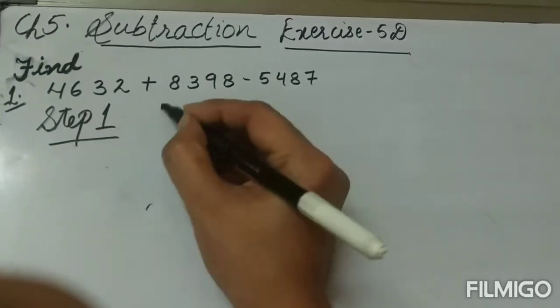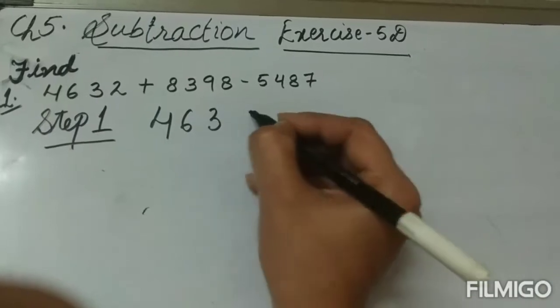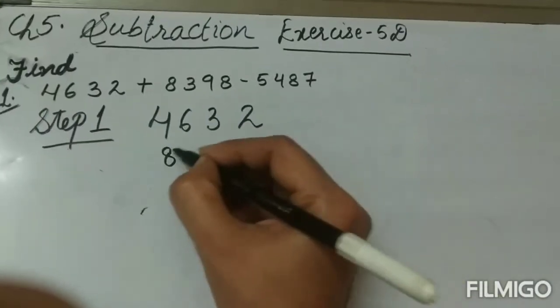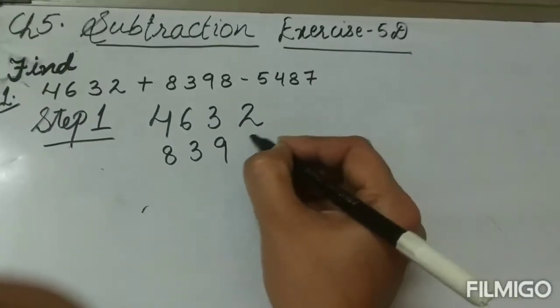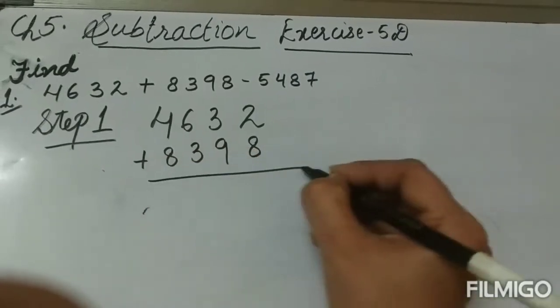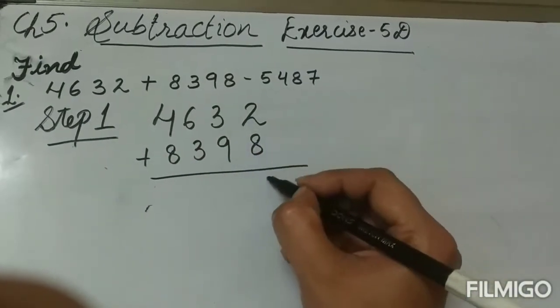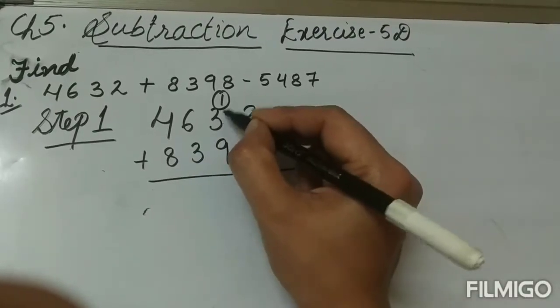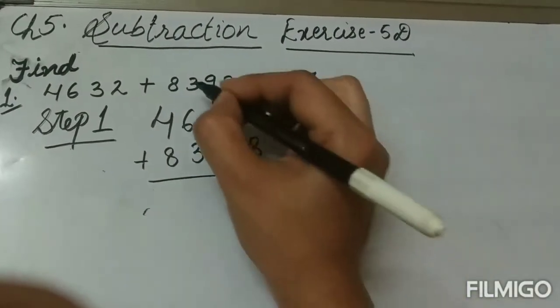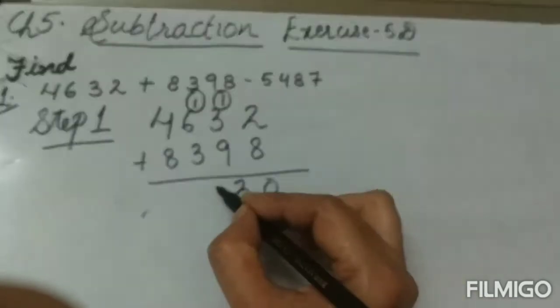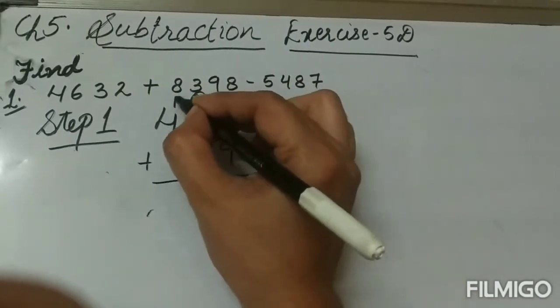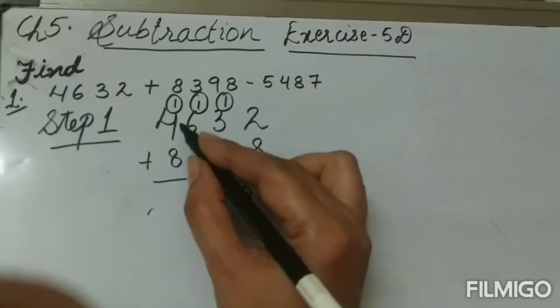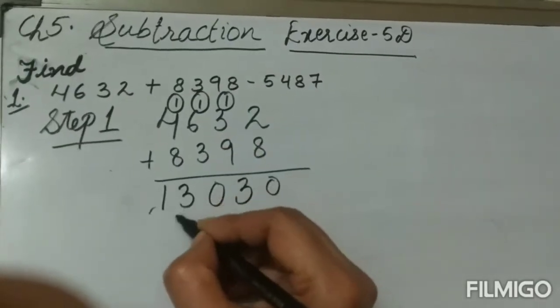Step 1 is 4632 plus 8398. Add these two numbers. 8 plus 2 is 10. 9 plus 3 is 12 and 1 is 13. 6 plus 4 is 10. 8 plus 4 is 12 plus 1 is 13.